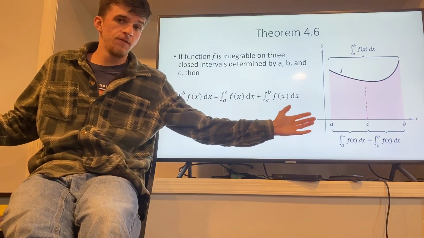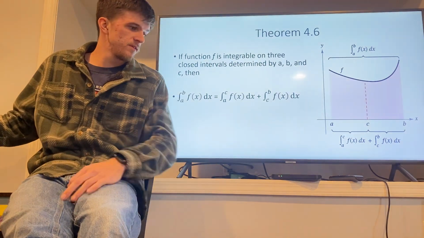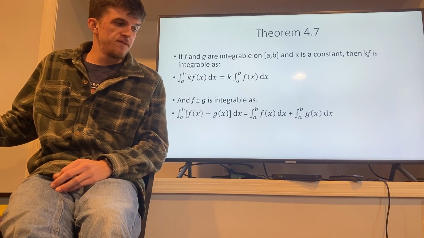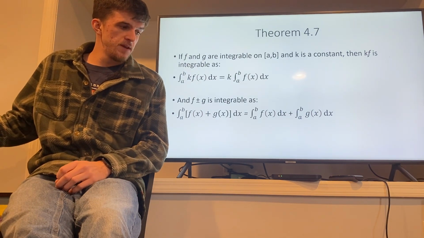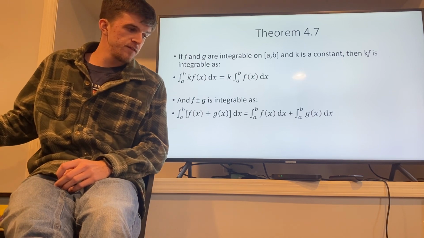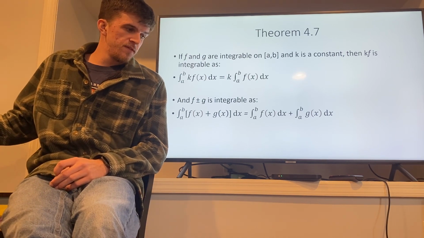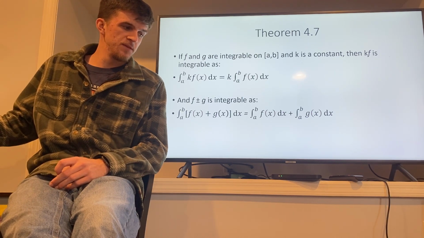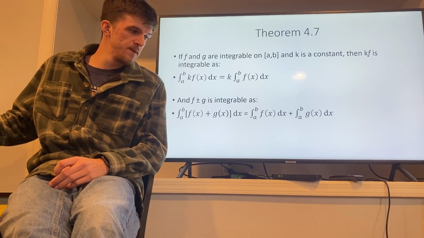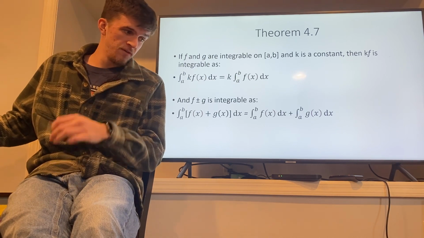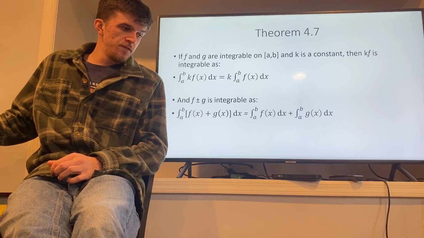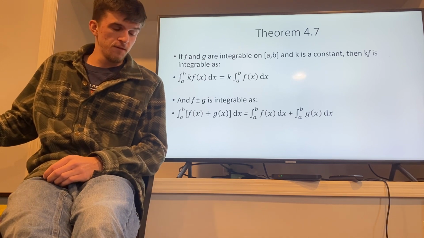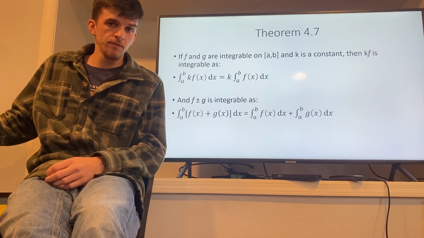This is a really good visualization of Theorem 4.6. Theorem 4.7 states that if f and g are integrable on the closed interval [a, b] and k is a constant, kf will be integrable and the integral of kf from a to b is going to be equal to k times the integral of f from a to b. If f plus g is integrable, then the integral of f plus g from a to b is going to be the integral of f from a to b plus the integral of g from a to b. It makes sense.